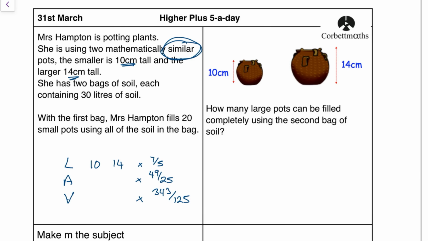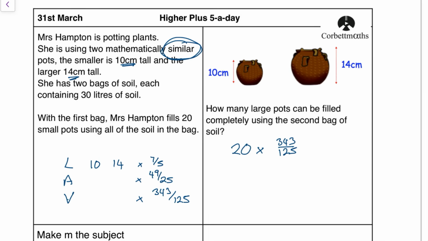So, Mrs. Hampton has 2 bags of soil. Each contains 30 litres of soil. The first bag fills 20 small pots. Okay, this is clever because the temptation here is to do 20 times a scale factor of 343 over 125. But of course that makes the volume bigger.